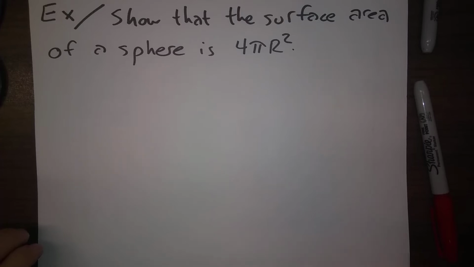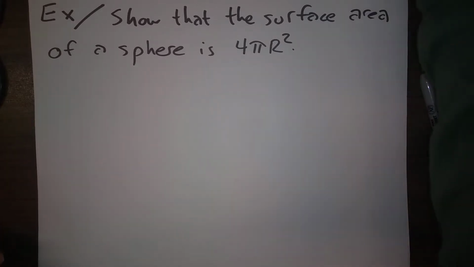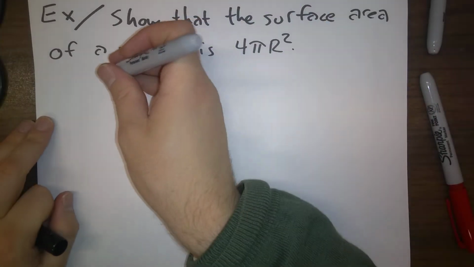This is a very interesting application of our area of a surface of revolution. Let's show that the surface area of a sphere is 4 pi times r squared. Okay, so what do we have to do? Well, the first thing that we have to do is figure out what's our graph of a function that we can rotate around that will produce a sphere.